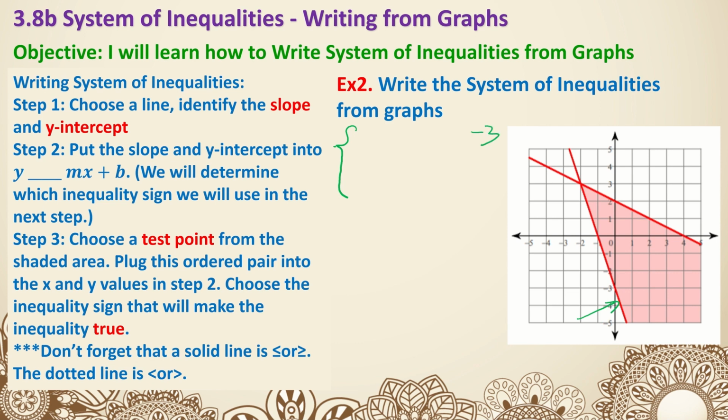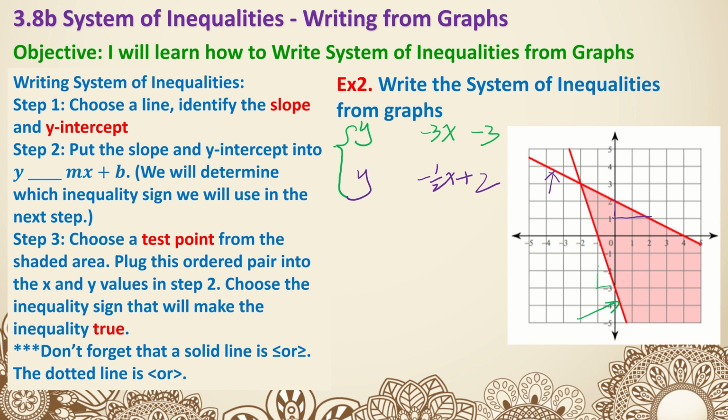Y-intercept is a -3. Left side is just a y. The slope is down 3 over 1, so it's a -3x. The second line, this one, the y-intercept is a 2. The slope is down 1 over 2, so it's -1/2 x plus 2. Left side is a y.